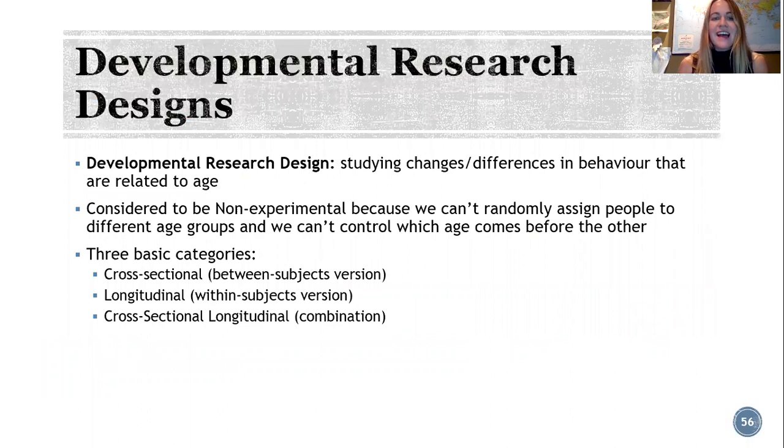So in this kind of design, like I said, we're interested in studying changes or differences in behavior that are related to our age. These are considered non-experimental because we can't randomly assign people to different age groups, and we can't control which age comes before the other. There are three basic categories, which I'll talk about now.